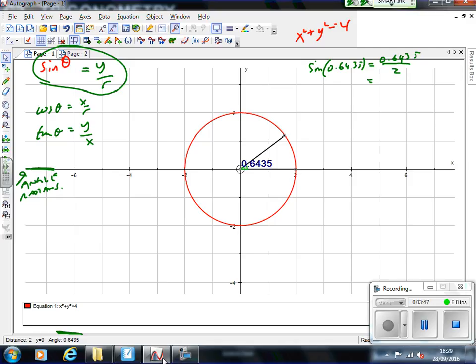It's too late in the day for me to be doing mental maths. I don't do that stuff anymore. 0.6435 divided by 2, 0.34175. Okay. That's my proportion. So if the x-axis is my angle axis, 0.64 is about, I don't know, there, and 0.34 then is going to be about there-ish. Okay, let's carry on round our circle then.